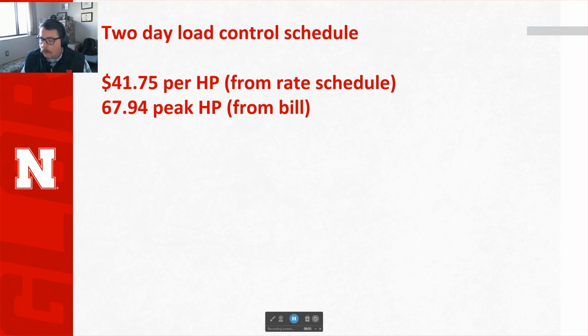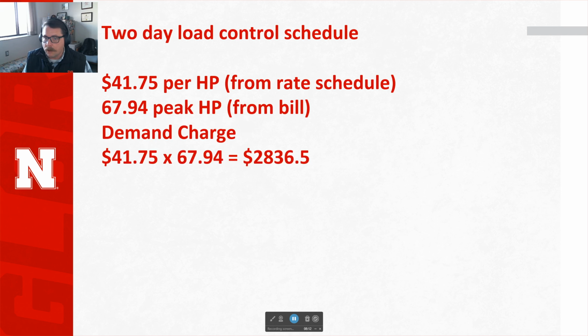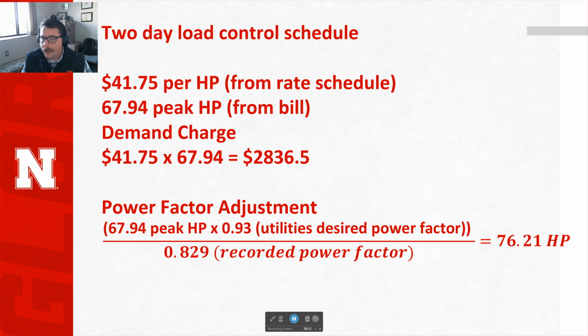Then you look at your bill. What was your peak horsepower during the billing period, or your peak kW? In this case, 67.94 was the peak horsepower during the billing period. So the demand charge during this particular billing period, which was a growing season, an irrigation season, was $2,836.